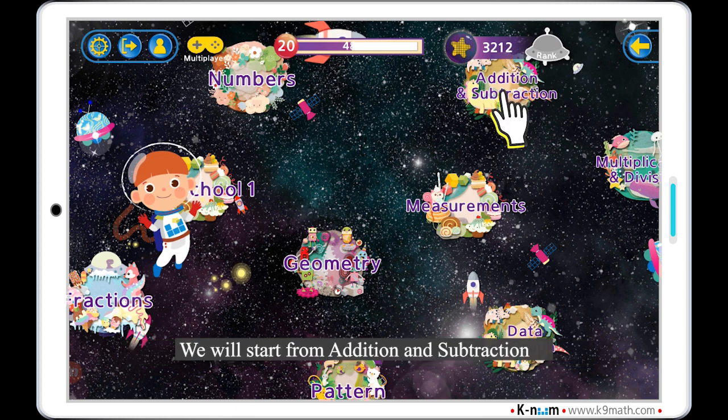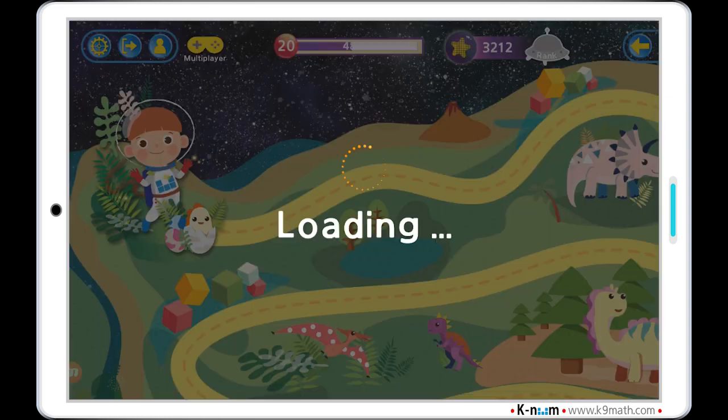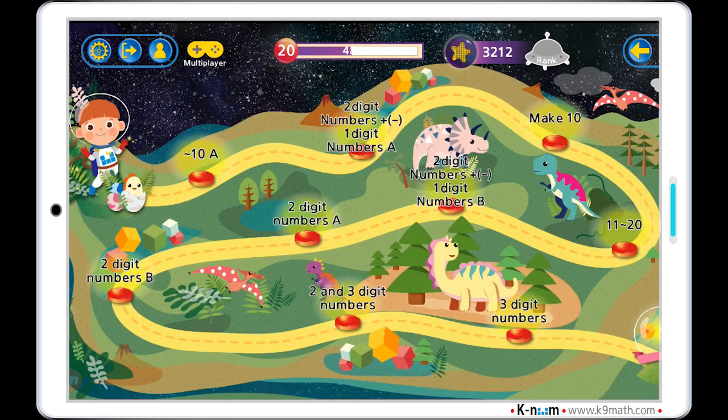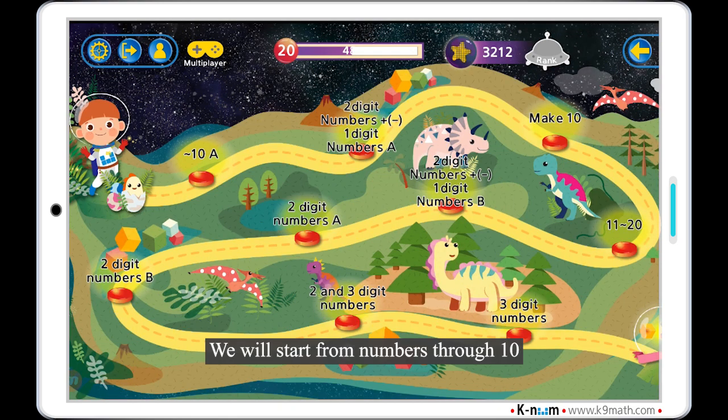We will start from addition and subtraction. To zoom out, or in, double tap. We will start from numbers through 10.